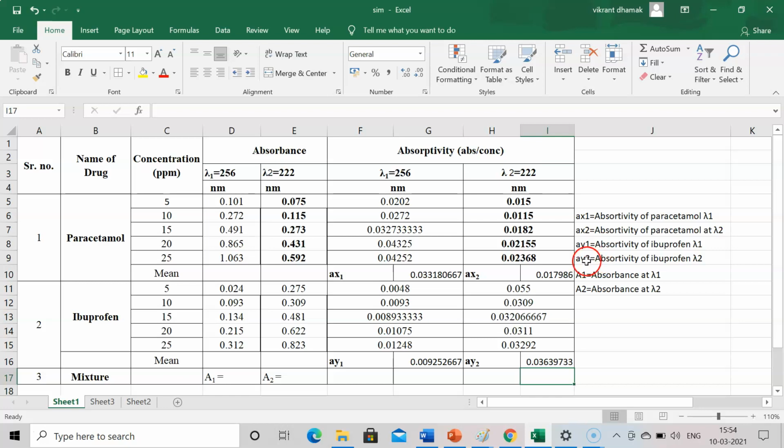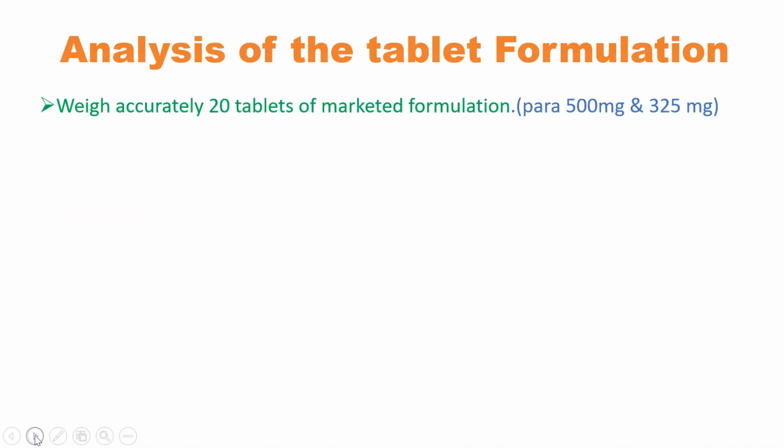So we will see the formula further, but before that we need to understand the absorbance value for a mixture. For this purpose, either the teacher will give this mixture of unknown concentration, or you can prepare it on your own if the teacher permits. So how it has been prepared, I will explain. Analysis of tablet formulation. I have taken one of the famous combinations of paracetamol and ibuprofen. Paracetamol contains 500 milligrams and ibuprofen 325 milligrams.